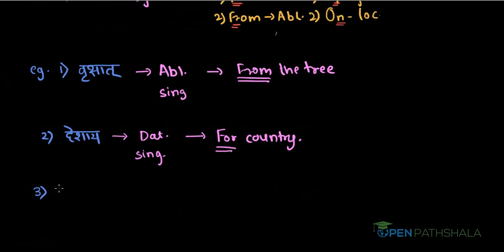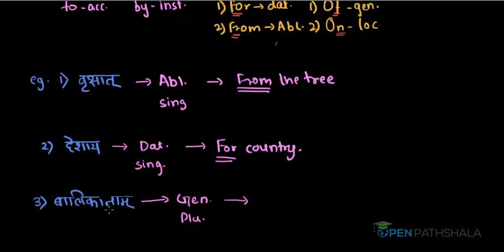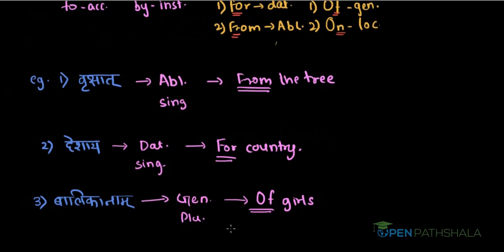Next example is balikanam. This word balikanam is genitive plural form of word balika. As we know that of is used in the sense of genitive case, the meaning of word balikanam, which is genitive plural of balika, will be of girls.